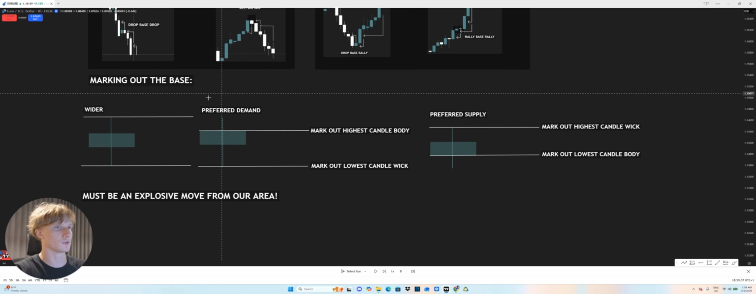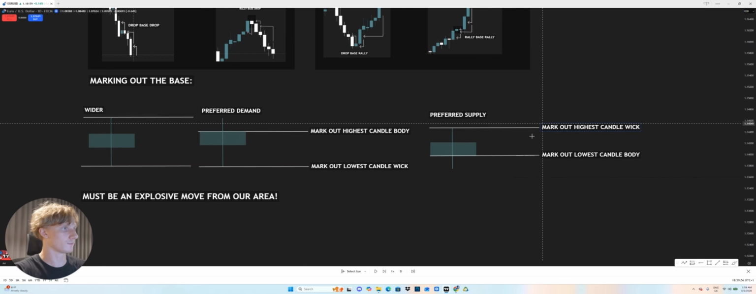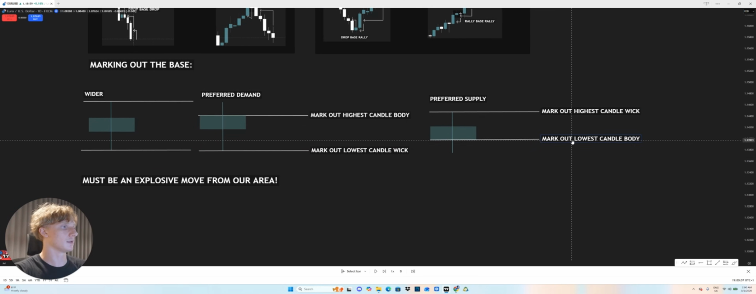Now for the preferred, when we're looking for demand, instead of having it at the highest wick, we're going to move it to the highest body. And this is non-negotiable. The bottom line is always going to be the lowest point the price reached, the lowest wick. Preferred, when we're looking for supply, is the same, just flipped. We mark out the highest area which price reached within the base, which is the highest candle wick, not body. And then for the bottom line, instead of it being the lowest wick, we move it to the body, just like so.